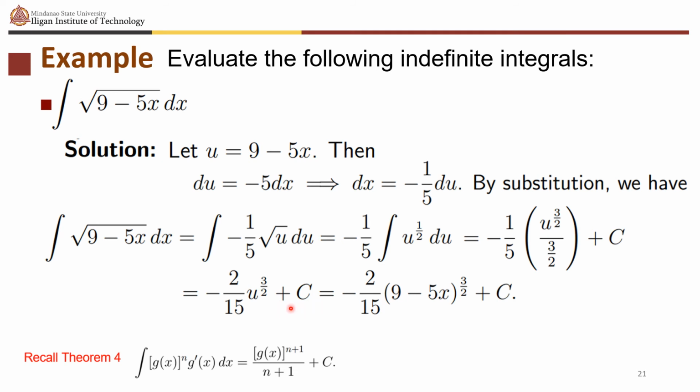Or you can go back now to the original value of u, which is 9 minus 5x. So it becomes minus 2 over 15, replacing your u there by 9 minus 5x, raised to the 3 over 2 plus c.